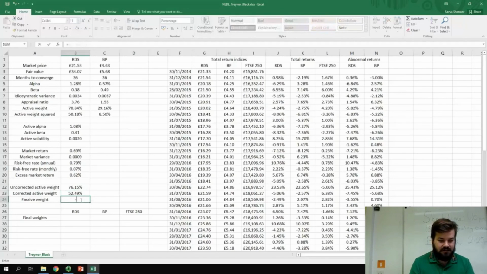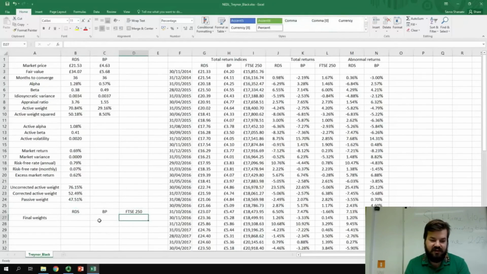And as we only invest into the actively managed portfolio and the passive fund, the passive index fund, we need to subtract this from 1 to get the weight, so the fraction of our capital that we need to invest into a passively managed benchmark, the passively managed fund that tracks FTSE 250. And now we can finally calculate the weights of all the 3 investments that we consider executing. So it's Royal Dutch Shell, BP and FTSE 250.